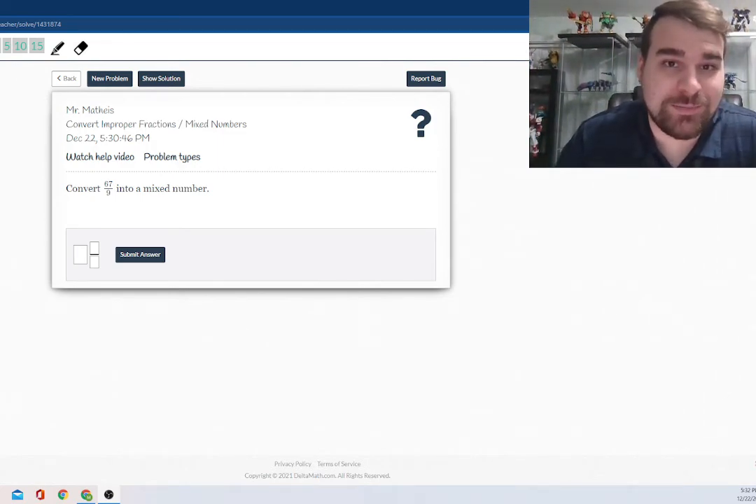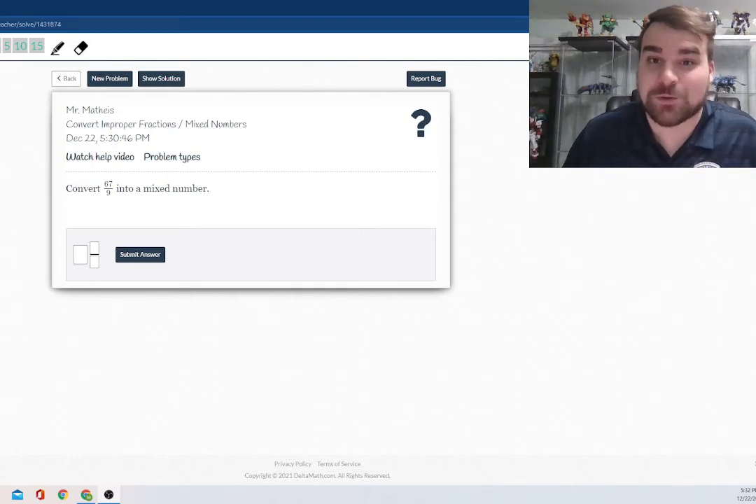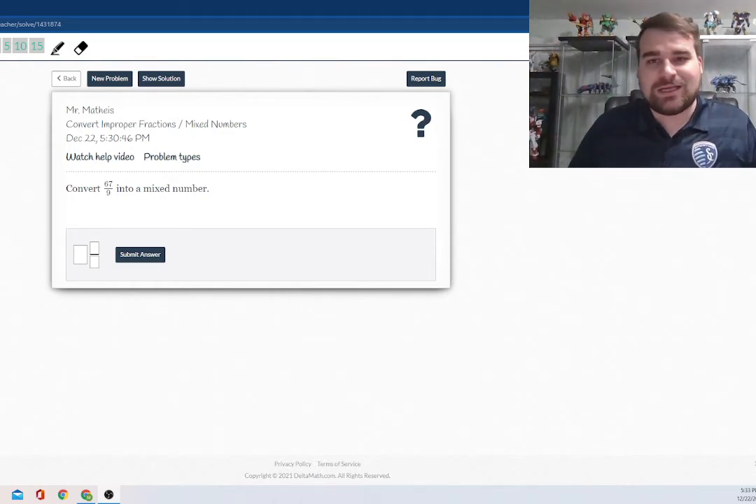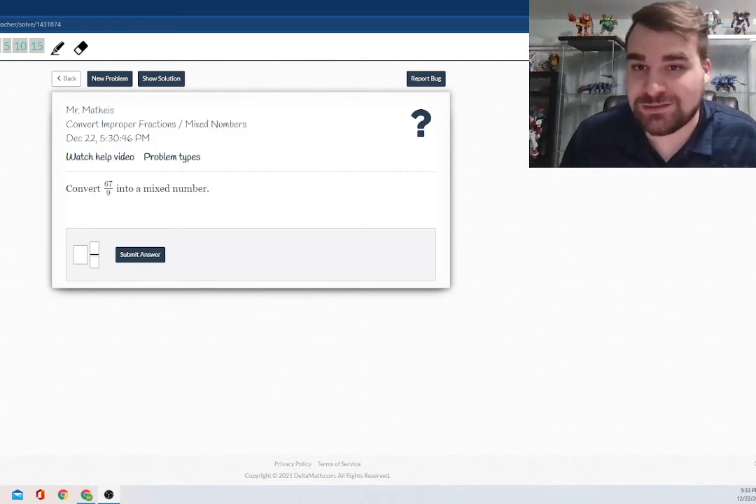Today, we're going to be talking about how to convert improper fractions into mixed numbers. And what we're going to be doing is what I think is a really cool trick or pattern to always be successful at this. So, let's take a look at the problem. It says convert 67 over 9 into a mixed number.